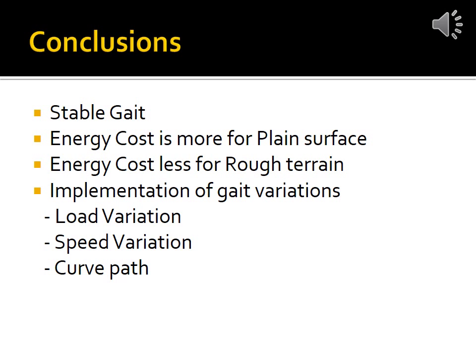In conclusion, I'd like to say that the alternating tripod gait is a stable gait both dynamically and statically. The energy cost for implementing an alternating tripod gait on a plane surface is much more than that of a wheeled system, but on rough terrain it would always be a better option. We can always use image processing, localization techniques, and other sensors to traverse the terrain more efficiently. Also, the implementation of gait variations, which has been observed in ants, always helps them to traverse rough terrain efficiently.